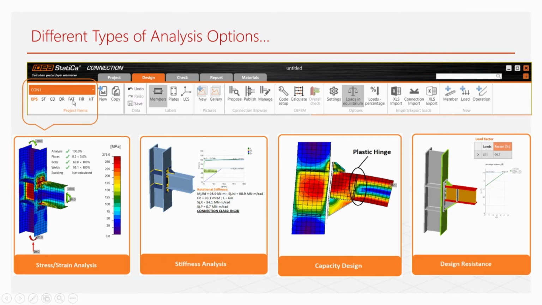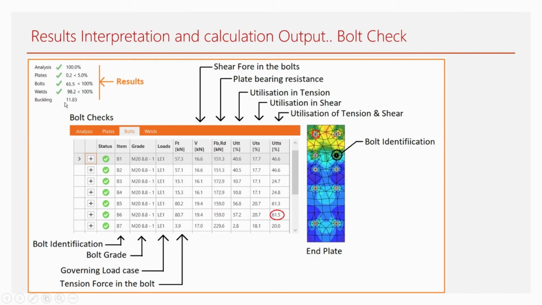Then there is FAT, fatigue analysis. Then FIR is a fire analysis, and HT is a horizontal tie, or you can say this particular analysis is used in progressive collapse. So these types of analysis options are available. We will see in coming videos how to utilize these various analysis options in our connection design. Then, how to interpret the result in Idea Statica.